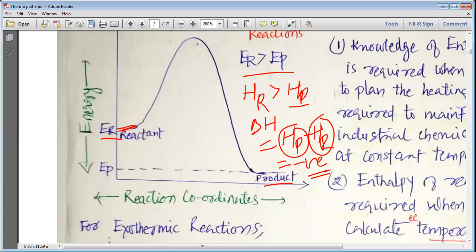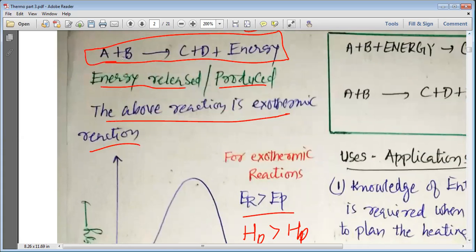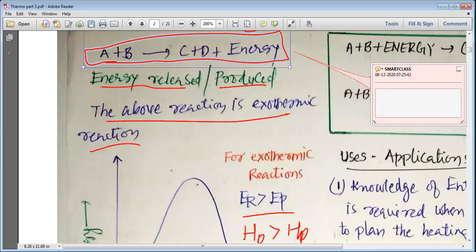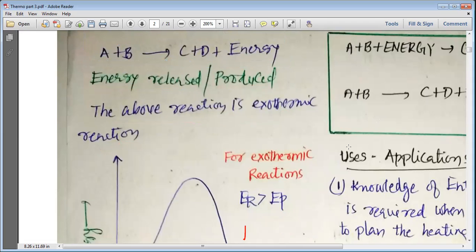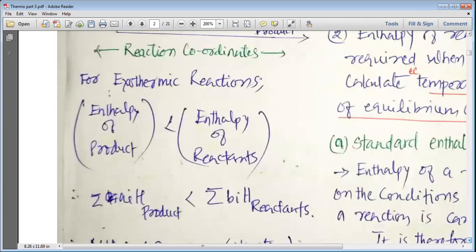I hope you understand. So when we have a reaction where the reactants combine with each other and give us the products and some energy is produced, such reactions are known as exothermic reactions. In exothermic reactions, the energy of the reactants is more than the energy of the products. For exothermic reactions, the enthalpy of the products is less than the enthalpy of the reactants, and that is why Σ ΔfH of products is less than Σ ΔfH of reactants.